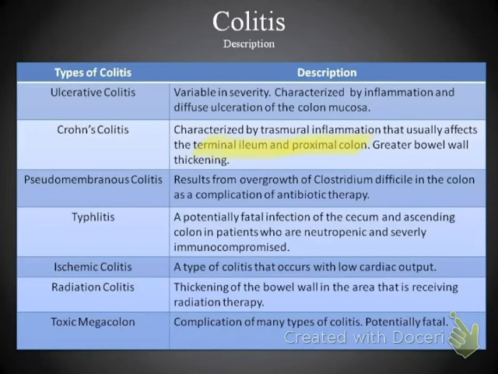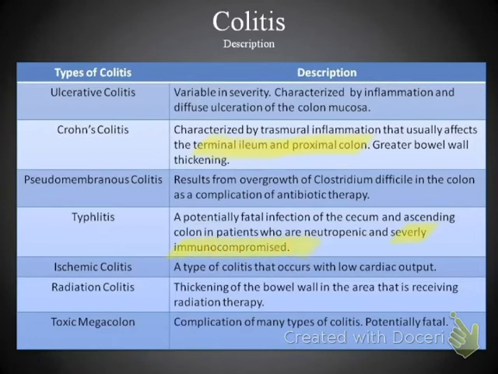Pseudomembranous colitis results from overgrowth of Clostridium difficile, or C. diff, in the colon as a complication of antibiotic therapy. And so you'll see doctors order C. diffs on patients, and that's what we're actually looking for, an abnormality in the C. diff. Typhlitis is a potentially fatal infection of the cecum and ascending colon in patients who are neutropenic and severely immunocompromised. And so typhlitis takes precedence in immunocompromised patients.